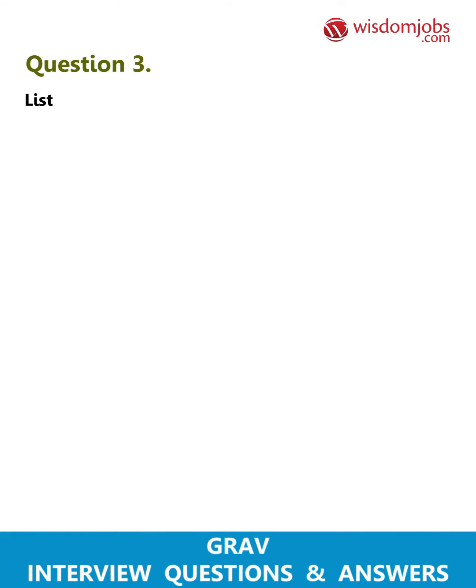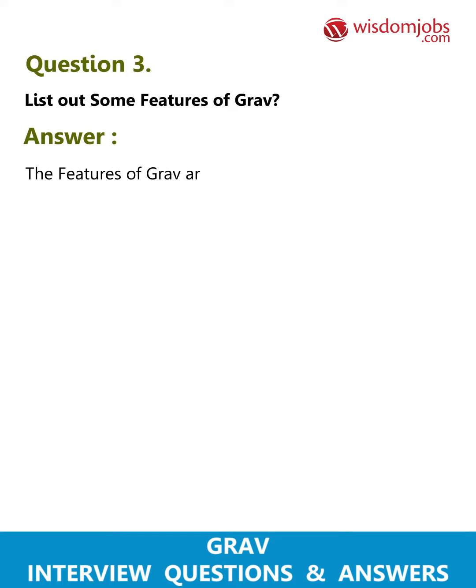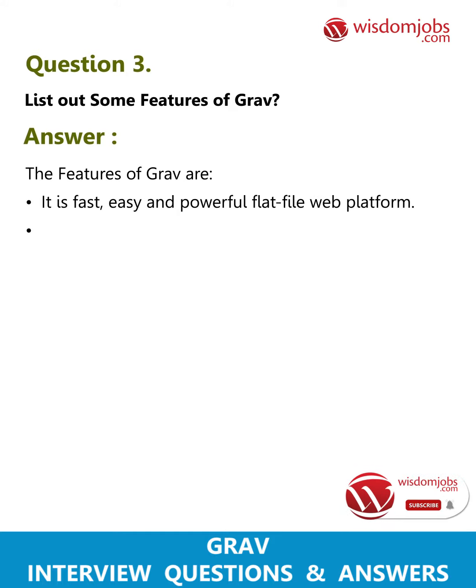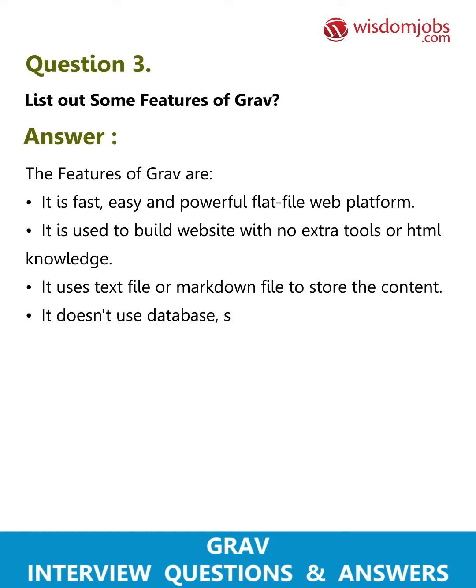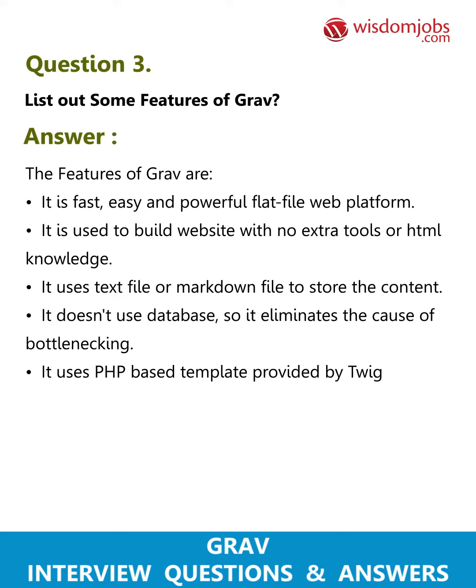Question 3. List out some features of Grav. Answer. The features of Grav are: it is a fast, easy and powerful flat file web platform. It is used to build websites with no extra tools or HTML knowledge. It uses text files or Markdown files to store the content. It doesn't use a database, so it eliminates the cause of bottlenecking. It uses PHP-based templates provided by Twig which are passed directly into PHP, which makes it fast.